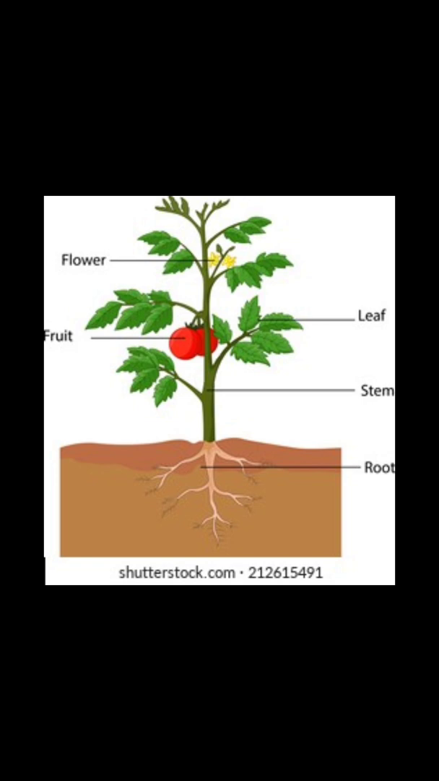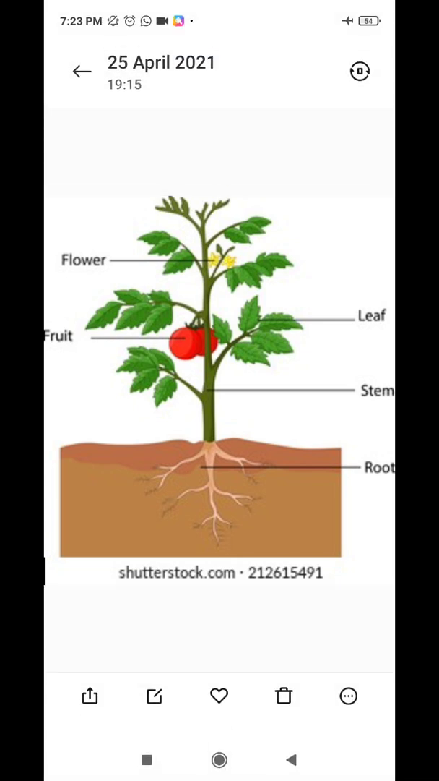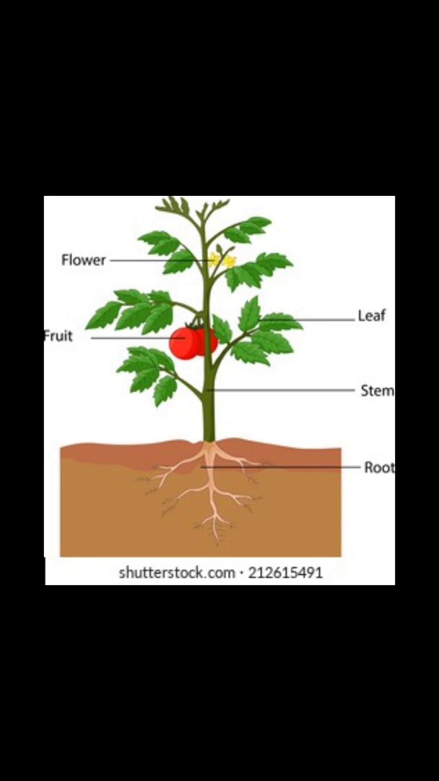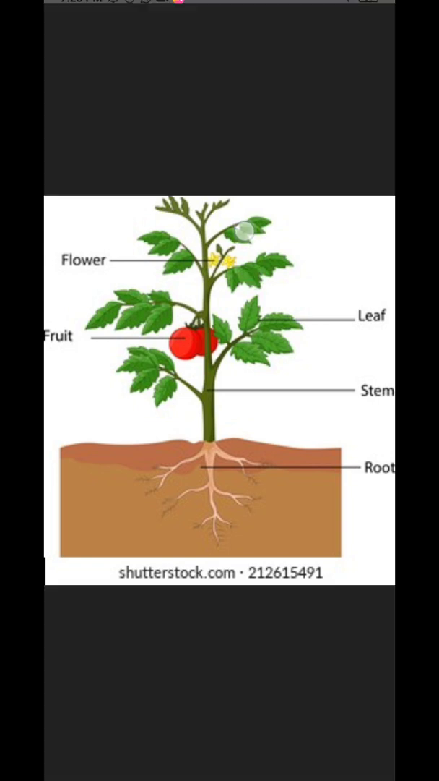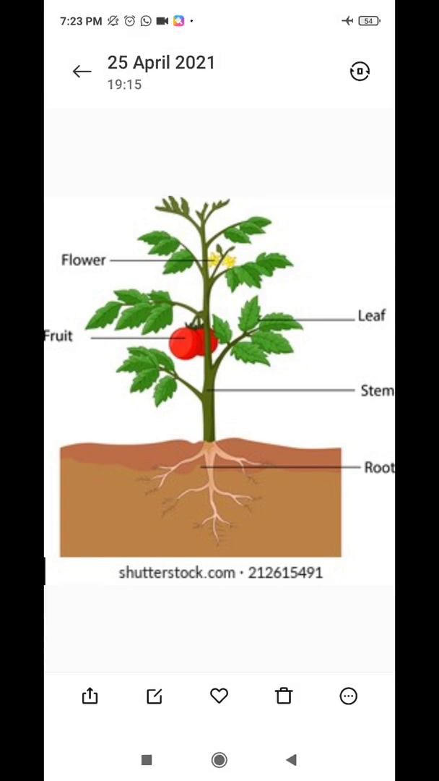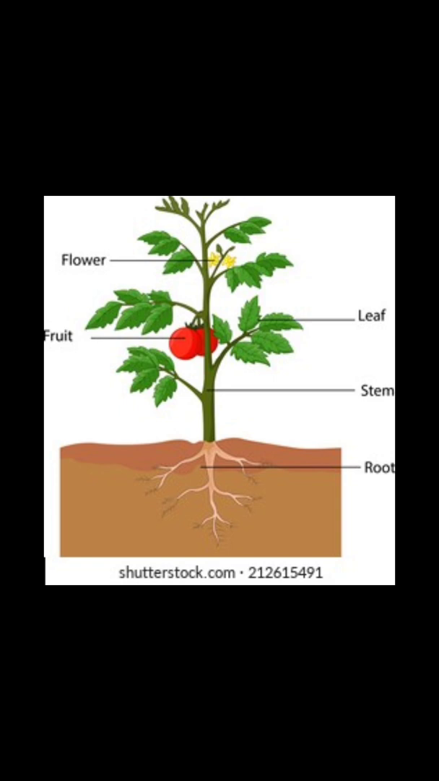And this portion which is thick enough, this is known as stem. This is known as stem. And obviously, these so many green leaves are here. These all are green leaves. So they are leaf. This part is known as leaf.